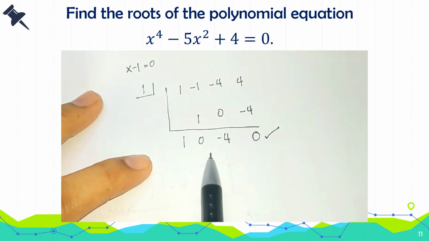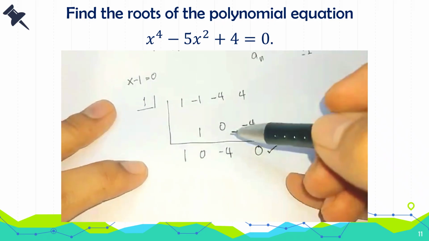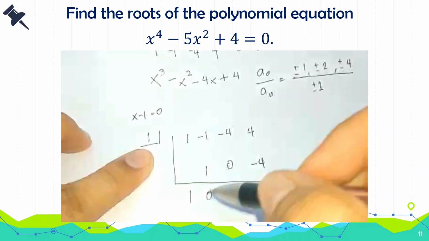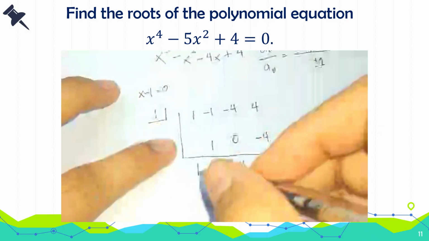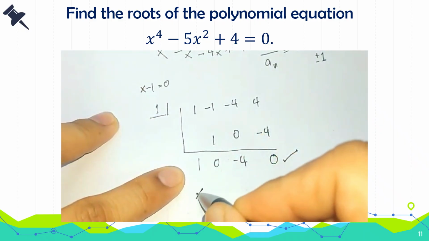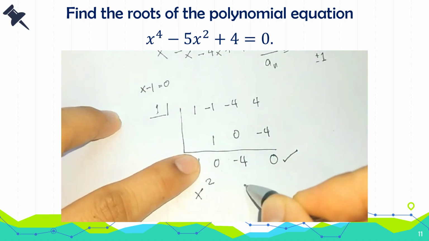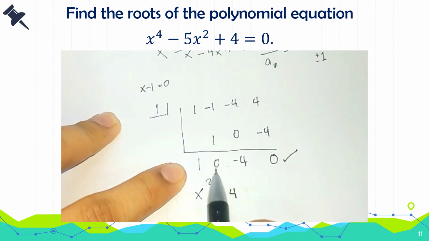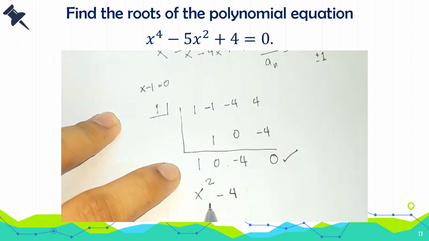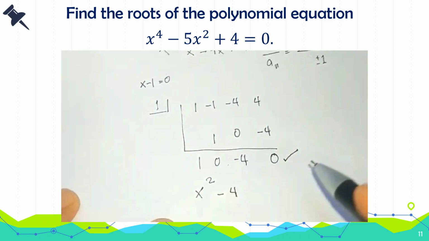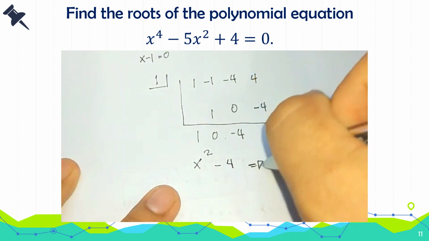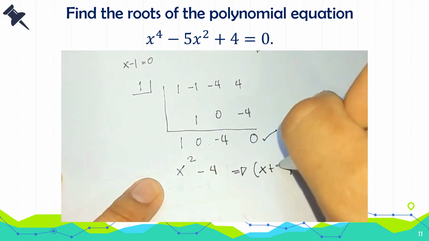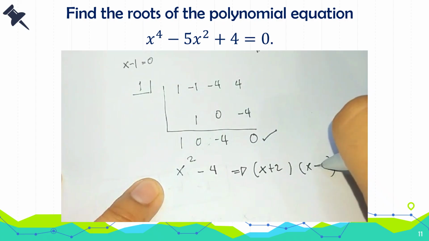Now, let's rewrite the equation after factoring out x minus 1. So, we started with x raised to 3. So, the answer here will be x raised to 2 minus 4. Since the middle term has a coefficient of 0, we don't need to write it anymore. Now, let's factor this out. So, we'll have x plus 2, x minus 2.